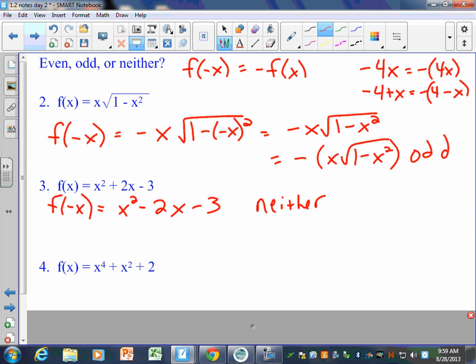if you plug a negative in there, and this is where I'm okay if you didn't show a lot of work on this, because if you recognize that if all the exponents are even, then everything's going to stay the same. That's going to stay x to the 4th, that's going to stay x squared, and the constant still isn't going to change. So it is going to be even. Okay, but don't just look at the first one. So we have symmetry on today's homework, even and odd.